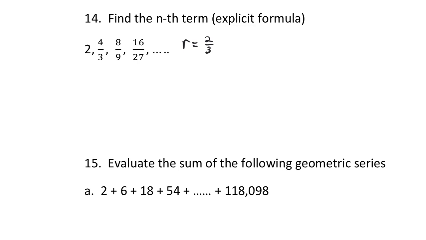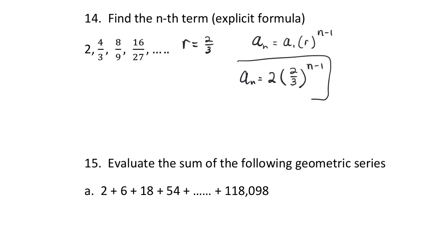The nth term or explicit formula that you'll find on the formula sheet is a sub n equals a sub 1 times the common ratio to the power of n minus 1. So first term is 2, the common ratio is 2/3, and the exponent is n minus 1.